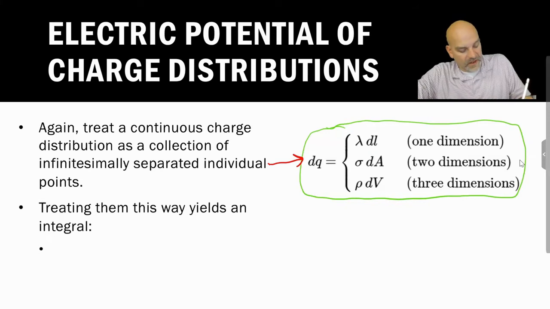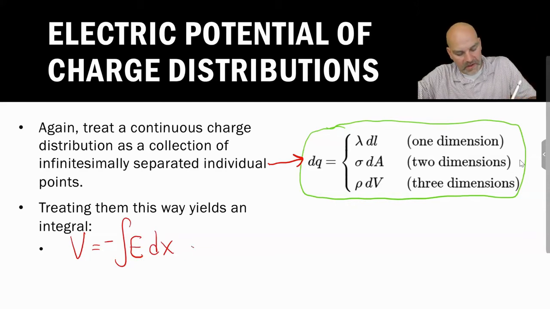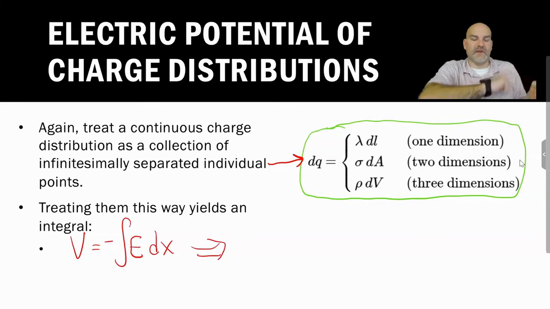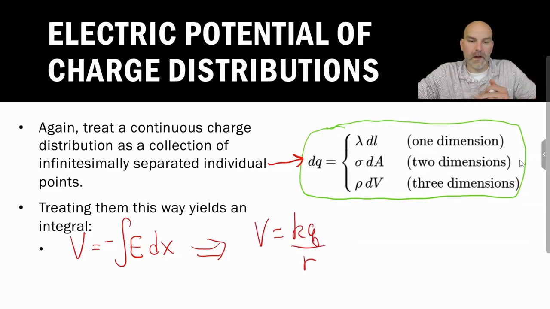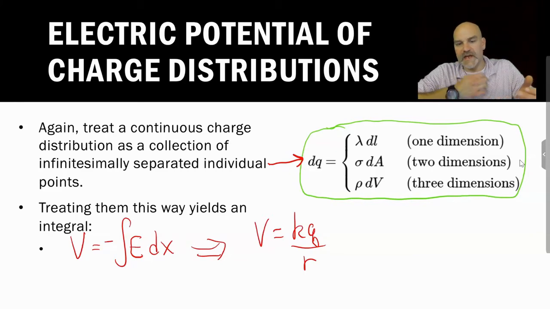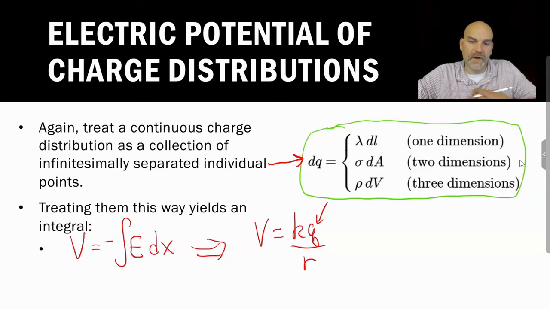Because remember, we have a relationship between electric potential and the E field. So V equals the integral of E dot dx. But you remember E is KQ over R squared. Another way that you can do this is what we did in the electric field video: we just started with what does V equal, which is KQ over R. Then we work our way, what are we varying? Well, we're going to vary the amount of charge per unit length, or per unit area, per unit volume. And then we can do our integral, right?